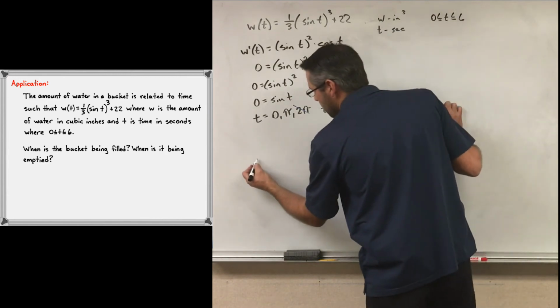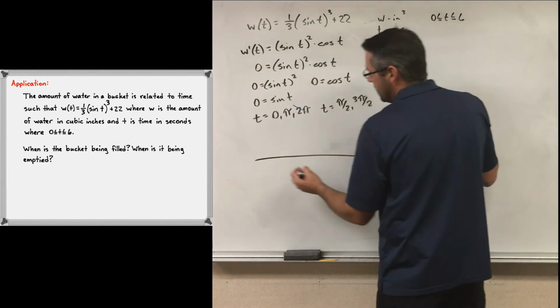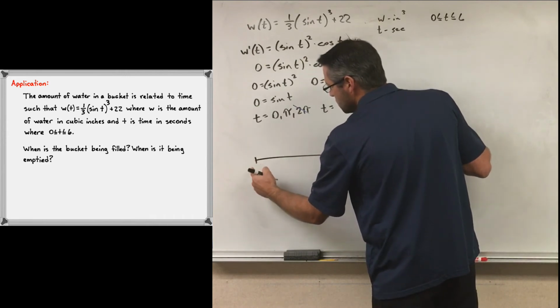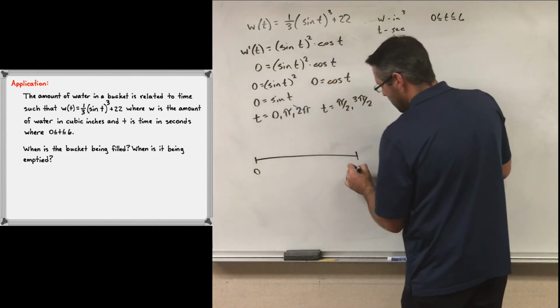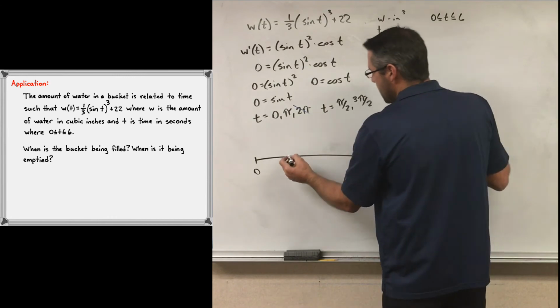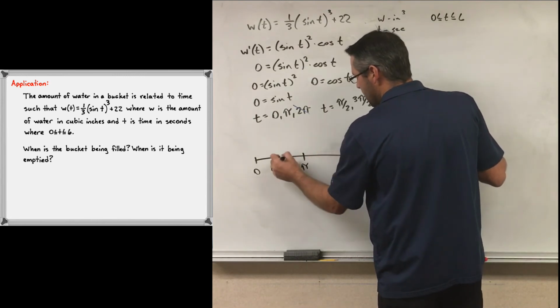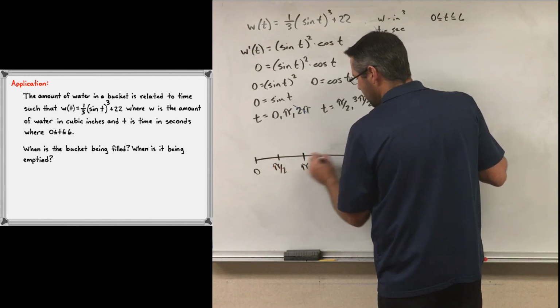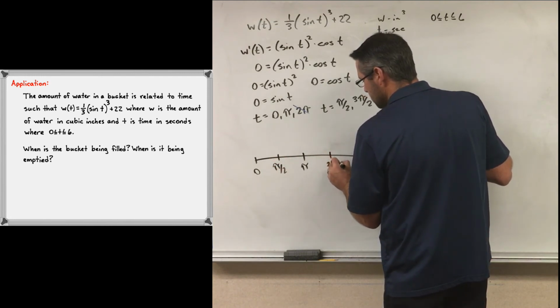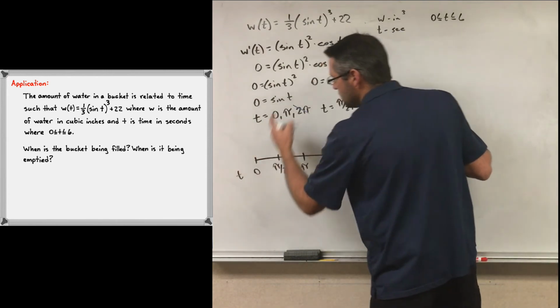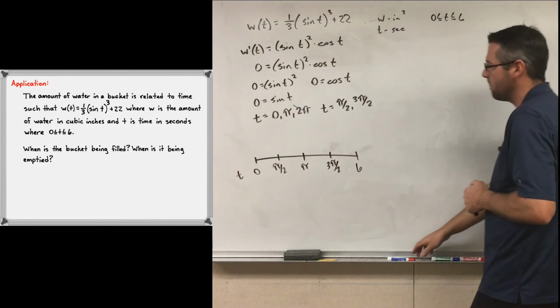What I do from here is I set up a number line with these, what we call critical points. So when t equals 0 and t equals 6 are the two ends, and then we have pi somewhere in the middle there, and we have pi over 2, and we have 3 pi over 2. Okay? So these are our critical points, the t values when the derivative is equal to 0.